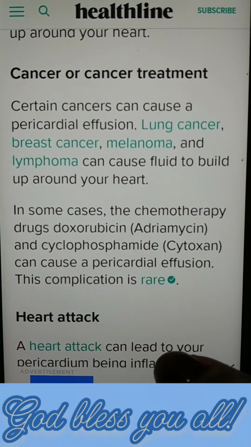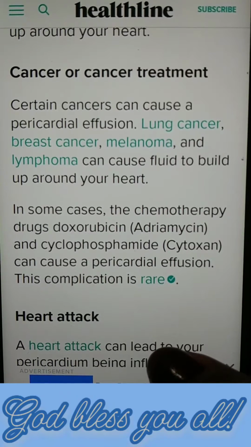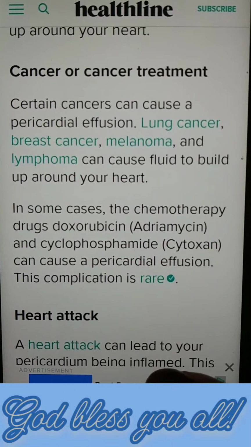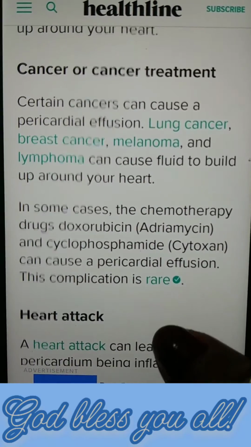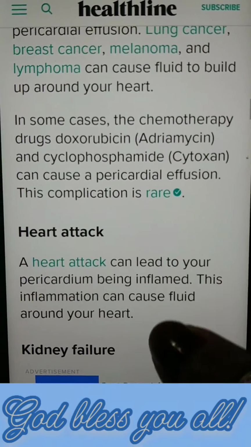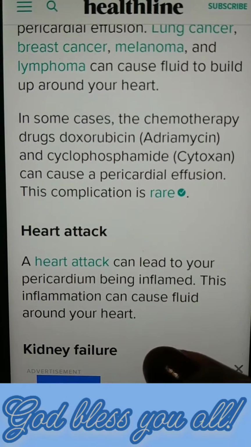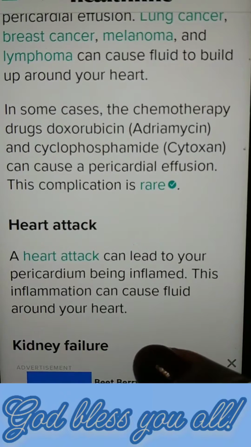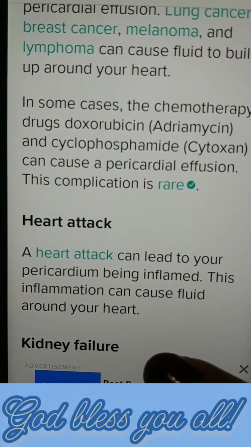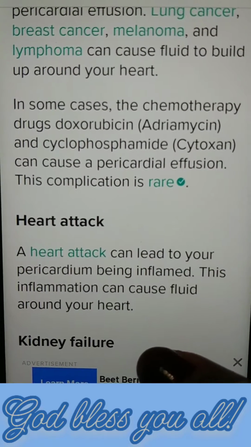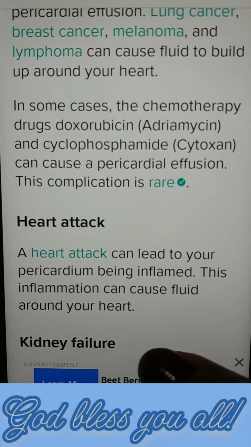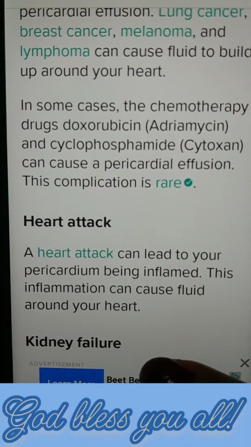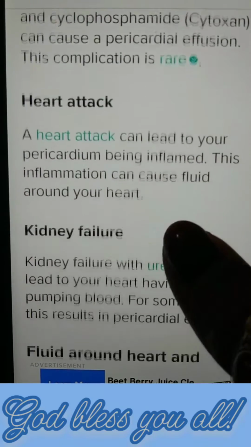Certain cancers can cause a pericardial effusion. Lung cancer, breast cancer, melanoma, and lymphoma can cause fluid to build up around your heart. In some cases, the chemotherapy drugs doxorubicin (Adriamycin) and cyclophosphamide (Cytoxan) can cause a pericardial effusion. This complication is rare.